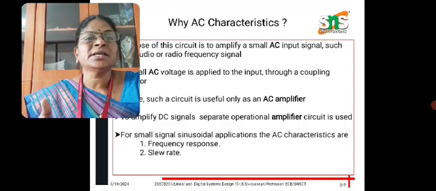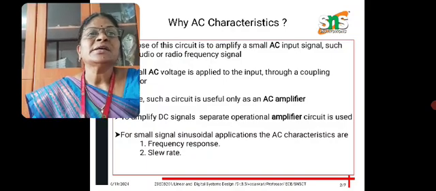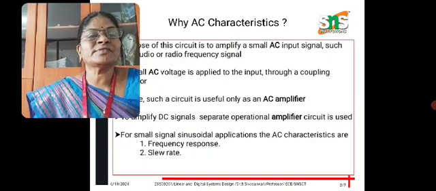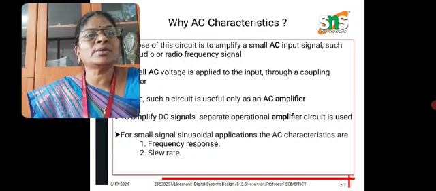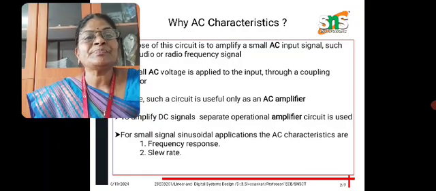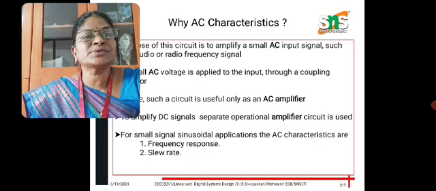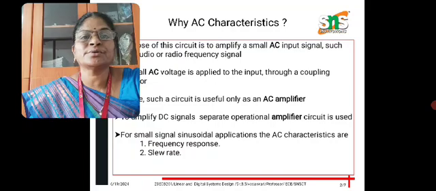As in DC, here also, why are we going for AC characteristics? Suppose the purpose of this circuit is to amplify a small AC input signal such as audio or radio frequency signal. Small AC voltage is applied to the input through a coupling transistor. Such a circuit is useful only as an AC amplifier. So to amplify DC signals, a separate operational amplifier circuit is used.